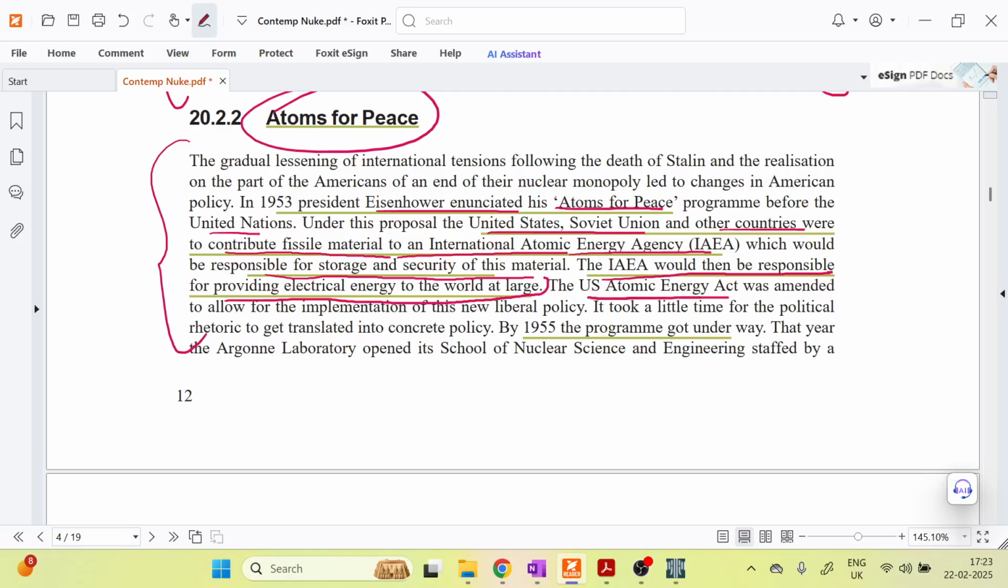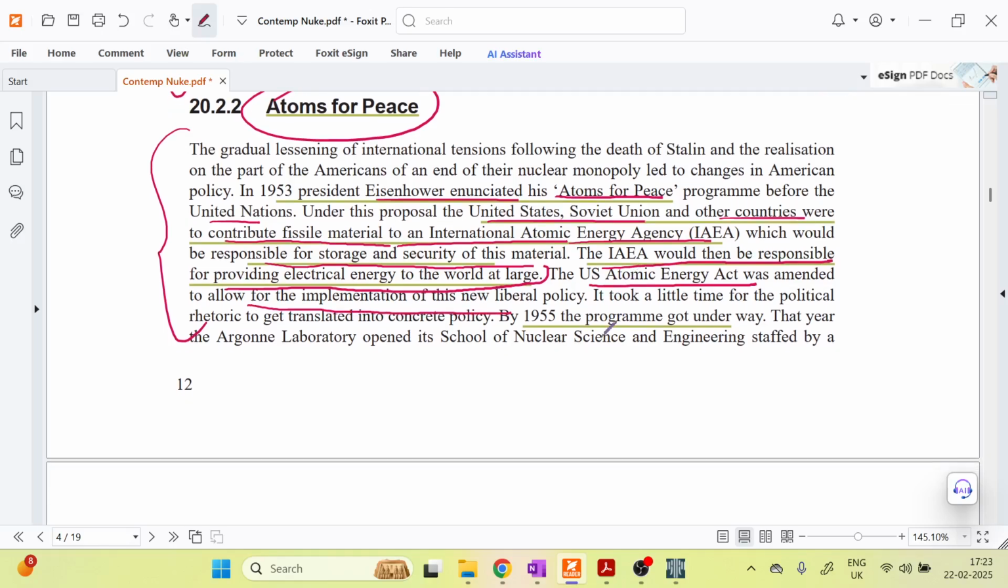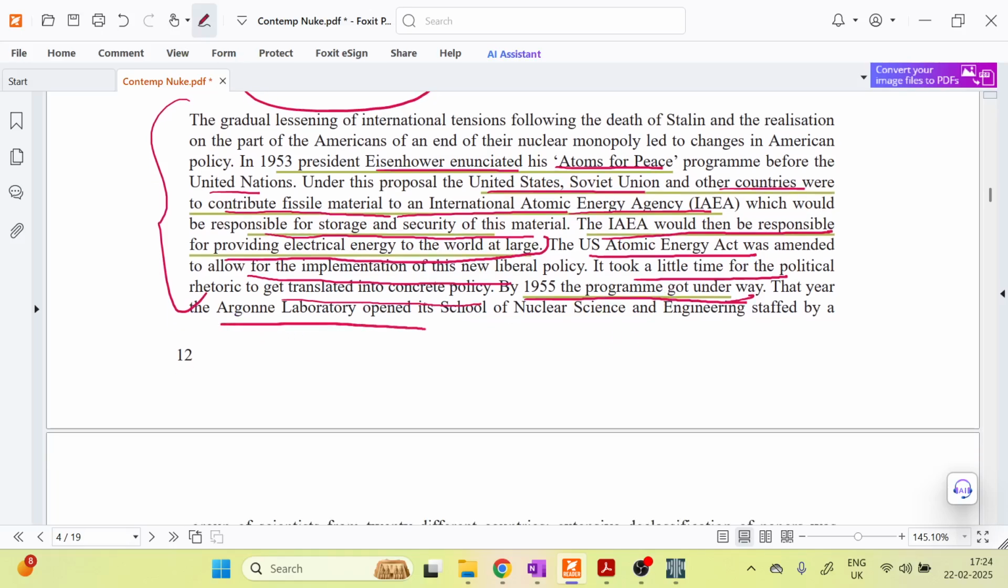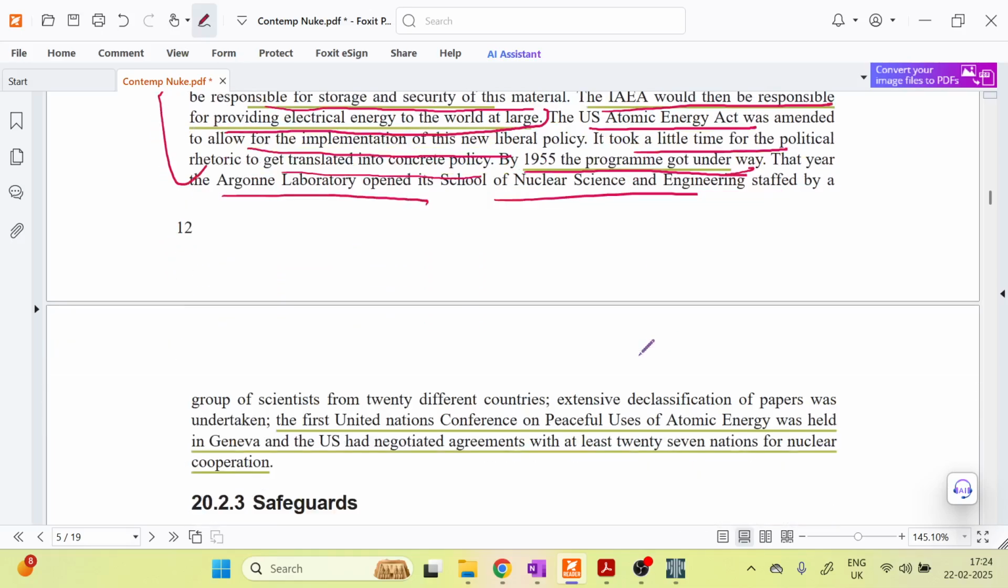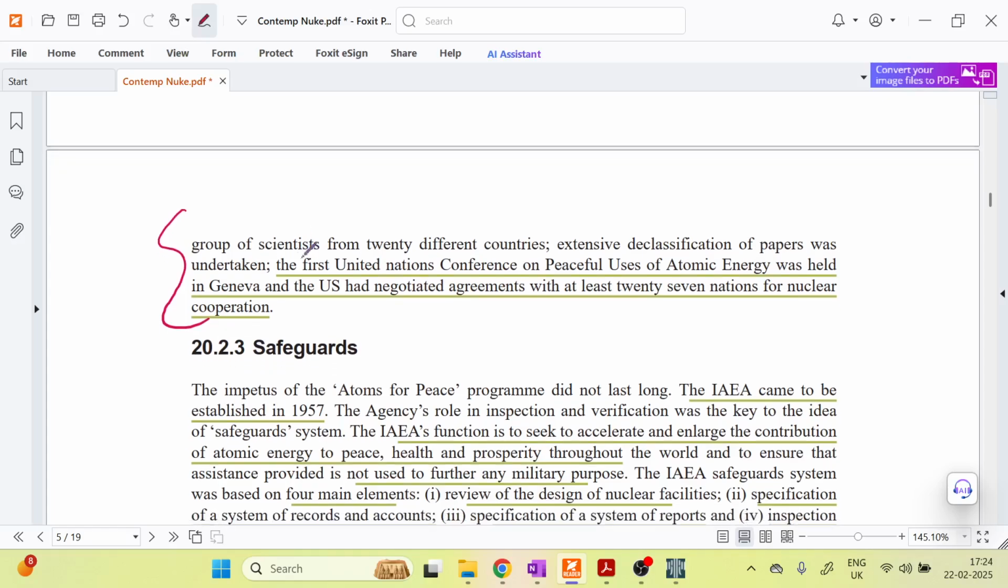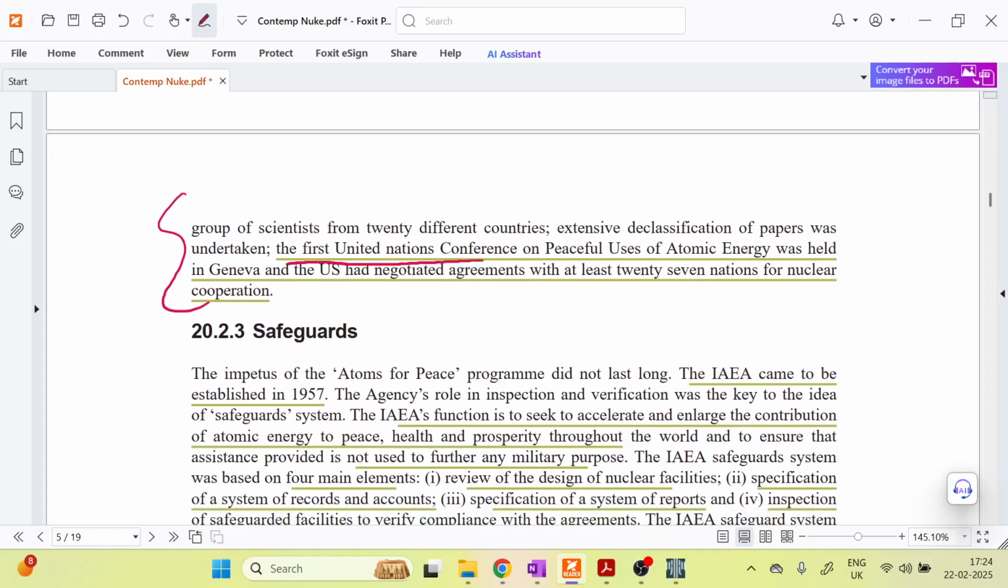So for that matter, the US Atomic Energy Act was amended to allow for the implementation of this new liberal policy. It took a little time for the political rhetoric to get translated into concrete policy. By 1955, the program got underway, and that year, Argonne Laboratory opened the School of Nuclear Science and Engineering. Finally, the first United Nations Conference on Peaceful Use of Atomic Energy was held in Geneva, and the US negotiated agreements with at least 27 nations for nuclear cooperation.